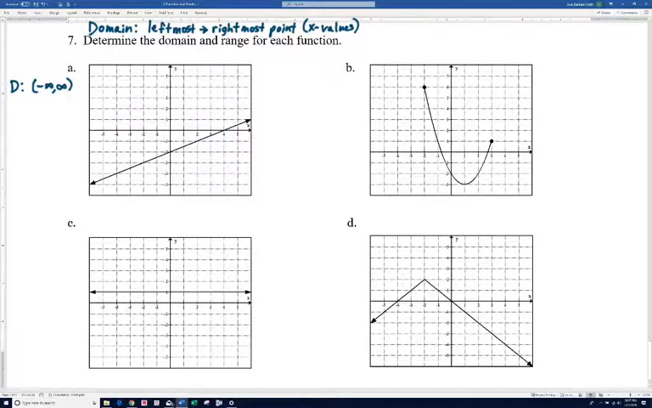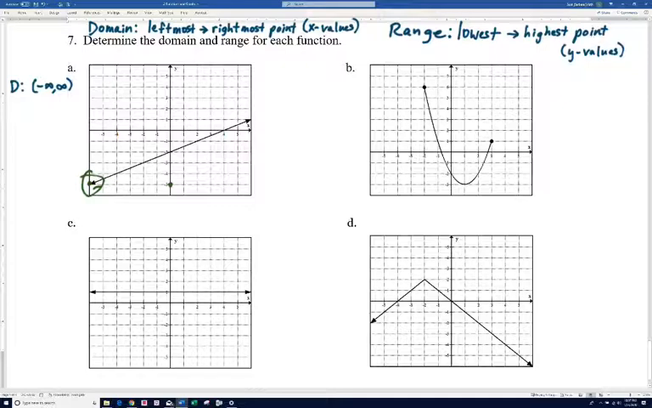What about the range? Well, when you're finding range, we're moving along the y-axis now because we want to look at y values. You go from the lowest to the highest point and you look at y values. So again, in this graph, there is no lowest point. Doesn't this graph keep going down? So notice right here, the y value of this point is, what are we down, 5?